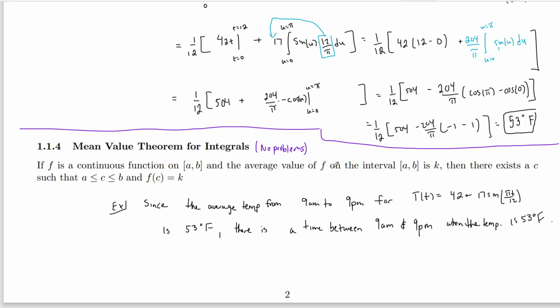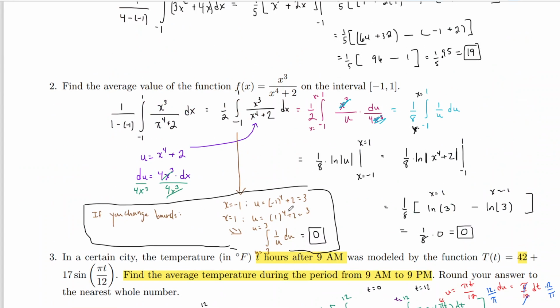The mean value theorem for integrals is just one of those things to point out. The main reason people would use it is they would say that this function, f of x equals x cubed over x to the fourth plus 2, has a root between -1 and 1 because the average value is 0. That's probably how most people would use it, but ultimately it's not nearly as useful as the regular mean value theorem, so it's not used as often. But that is it for this section, and I'll see you in the next one.